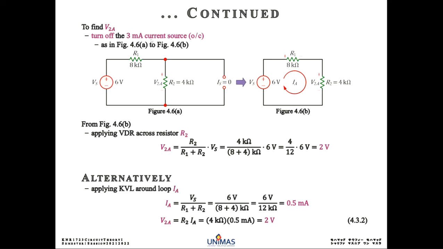How you want to off it? By open circuit it. So once you open circuit it, meaning to say that this part of the circuit is open, so it is just a dangling hanging wire, so we boleh buang. So that will give you, from 4.6A, where the current source is open circuit, because you want it to be 0, so you have this circuit for 4.6B. So from there you can find, of course, your V2A.